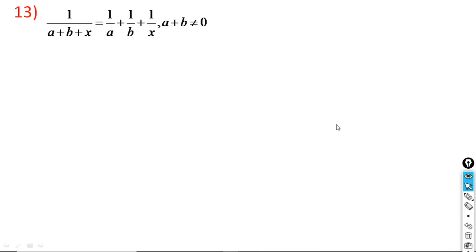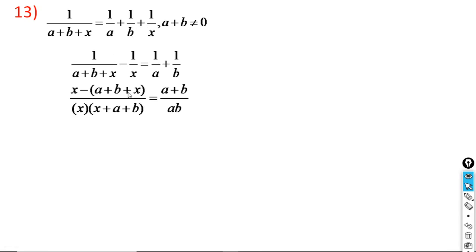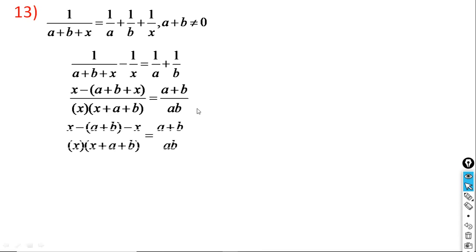Now this is the next problem. In this problem, it is given to you: 1/(a + b + x) = 1/a + 1/b + 1/x. Now students, used to start this problem by shifting 1/x to the left hand side. Then we'll be solving by taking LCM. x into (a + b + x) is common. By taking LCM, in fact, we got -(a + b + x) over the denominator. On the right hand side, ab is LCM. We get a + b.